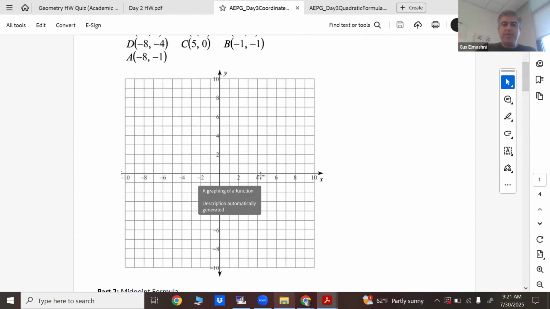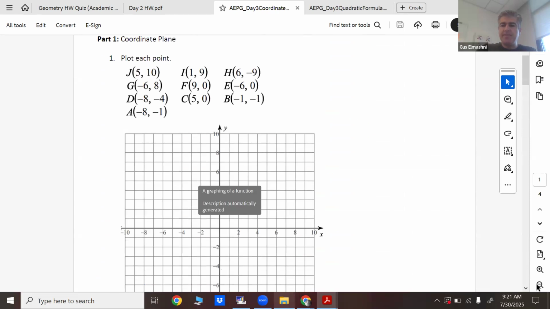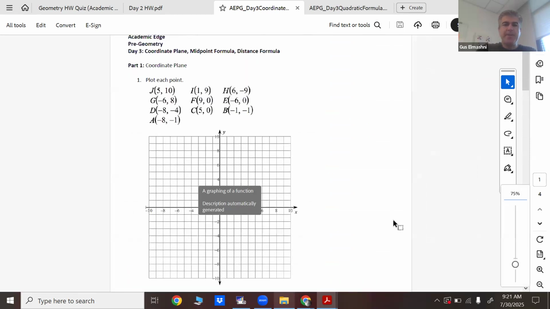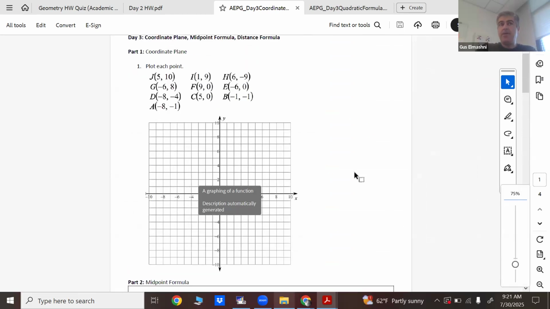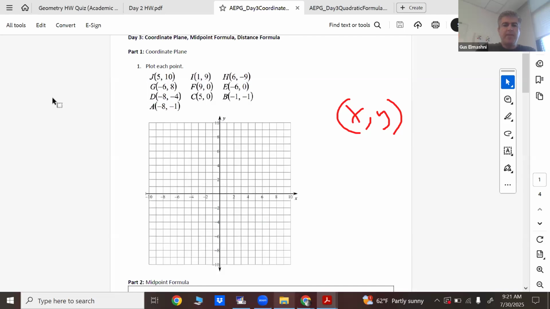All right, so this one here, if you already got a little bit ahead while I was yapping, do you guys know how to plot points? Pretty straightforward. Remember, X is always the first one, and Y is the second one, naturally, because X comes before Y in the alphabet, right? So when you see 5 comma 10, locate 5 on the x-axis, locate 10 on the y-axis, and plot the point. And that's J.